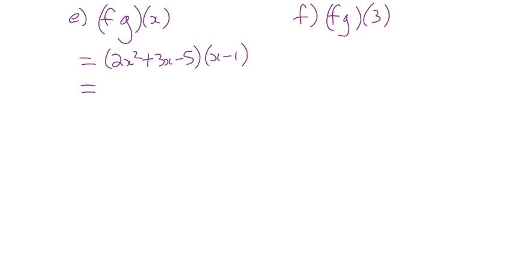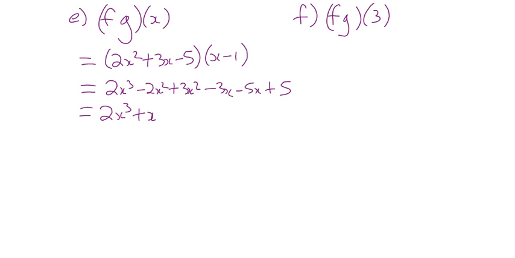So we're going to get 6 products, which will then collect down likely into 4 or whatever. Okay, so we get 2x cubed minus 2x squared plus 3x squared minus 3x minus 5x plus 5. So 2x cubed plus x squared minus 8x plus 5. Okay, so that's f times g of x. We want f times g of 3.